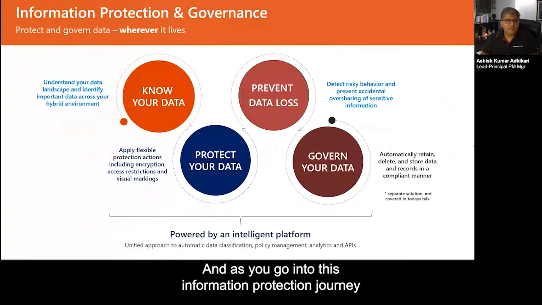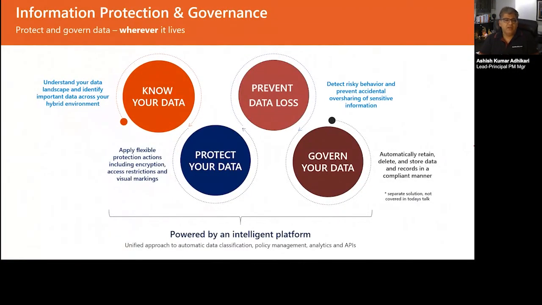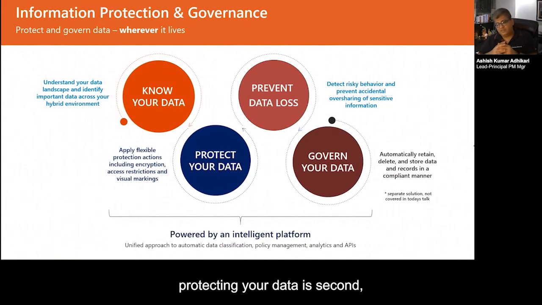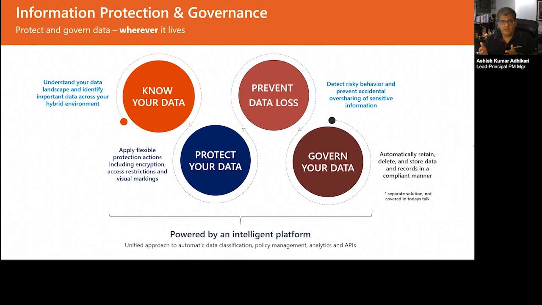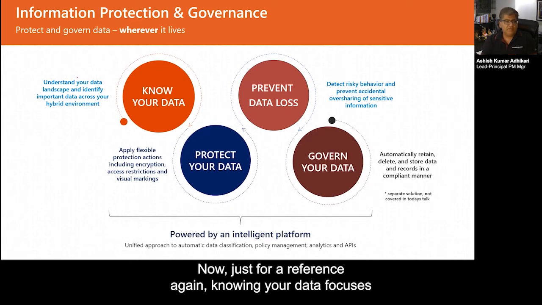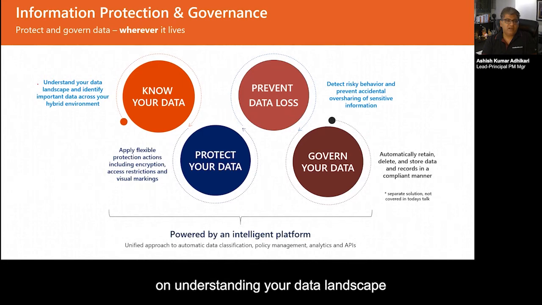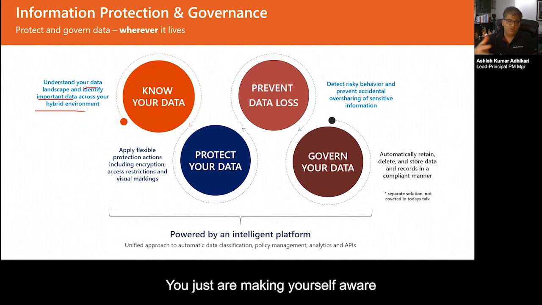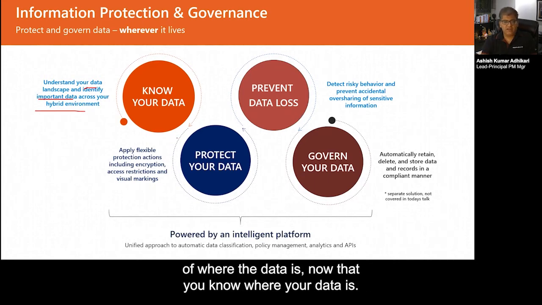And as you go into this information protection journey, there are different stops you'll take. Knowing your data is the first stop, protecting your data is second, preventing data loss is third, and then governing your data is fourth. Now, just for reference, knowing your data focuses on understanding your data landscape, identifying where all it's kept in a hybrid environment. You are just making yourself aware of where the data is.